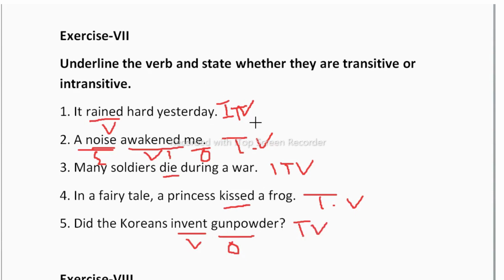So here in the first sentence you have intransitive verb because object is missing, and in the second one transitive verb because object is here, and in this also you have intransitive verb because here again object is missing. In a fairy tale, princess kisses a frog which is the object, so it must be a transitive. Gunpowder is also object, so it must be a transitive verb. Now let's move to the next exercise.